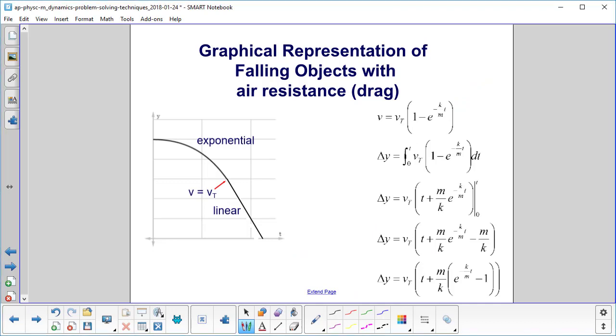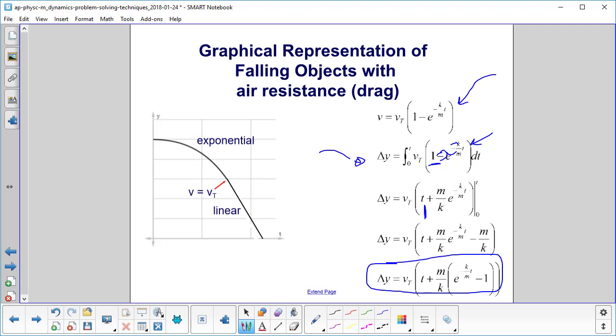For the position, we need to integrate the velocity. So once again, here's our velocity. We're going to integrate it with respect to time to find our change in position from 0 to t, and we carry out the integral. You can see that where you integrate 1 dt, you get t. You integrate e to the minus k over m t, and you get plus m over k, right? Because this negative here will cancel this out, times e to the minus k over m t. We evaluate that between t and 0, and do a little algebra and come up with this expression here.